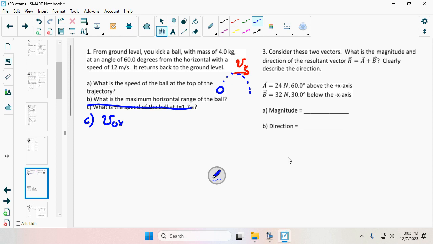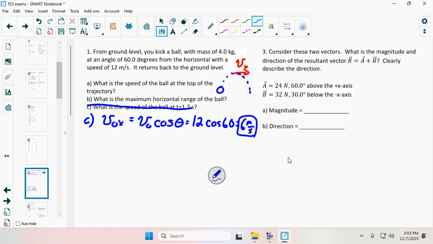I have this object, ground level, it goes up, comes back down again, and I want to know what is its velocity at the top of the trajectory, which is to say, what is the x component of the velocity, which is going to be equal to v naught times the cosine of the angle theta, which is 12 times cosine of 60. That's going to be equal to 6 meters per second. So that's the answer for that one.